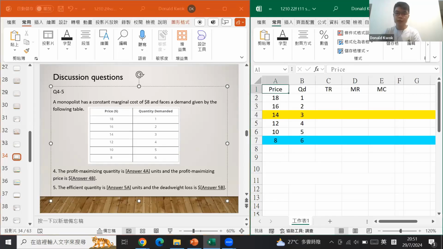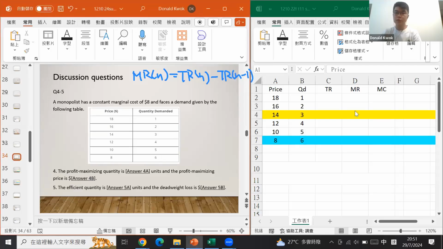We'll use the definition of marginal revenue in the discrete case. Marginal revenue of the n-th unit equals total revenue of n units minus total revenue of n minus 1 units. So we'll use this to calculate the marginal revenue. This is why we need the total revenue first. So how can we get that?